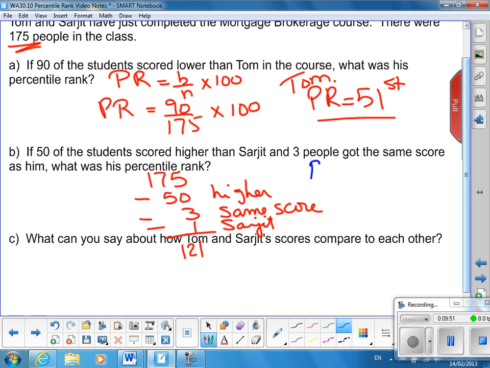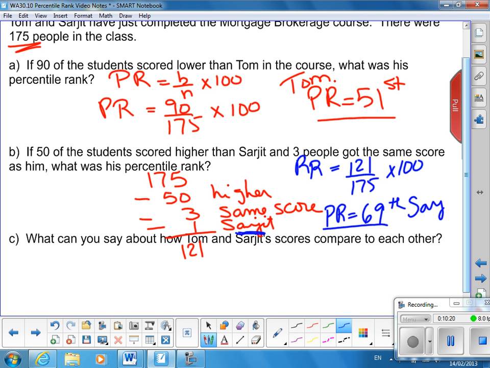So now we can figure out his percentile rank. Percentile rank is going to be the 121 divided by 175 times 100. So B stands for the number below. Sometimes we have to actually figure out how many people are below. Remember that you have to count the person that is in the data set that you're trying to find how many are below him. Percentile rank is 69th. And this is Sarjeet.